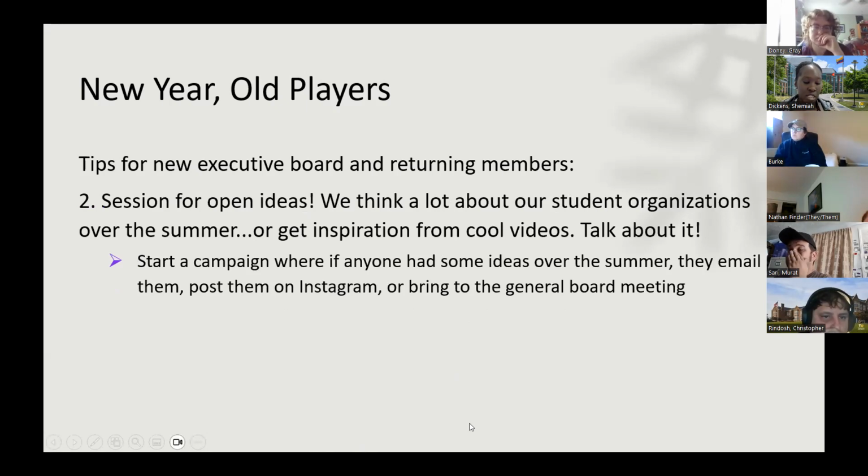Session for open ideas. This is great for, I would think, executive board members, but also returning members. I know for me, over the summer, even if I was not in school, I was thinking about school stuff. Maybe not the academic side, but absolutely the social side, right? You may see a video that's like, oh, that's really cool. Let's say you're on a dance team and you see a routine that is fire, and you want to incorporate some of those things in your dance team.